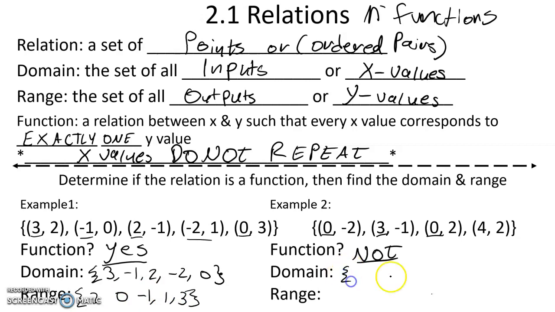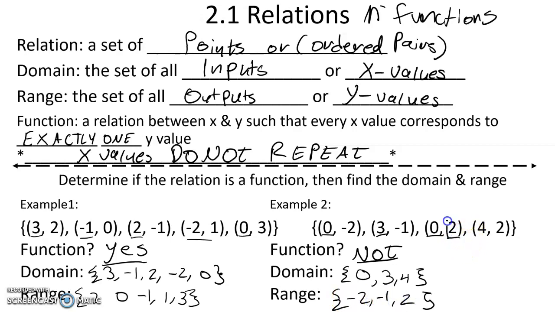And the same thing for over here. My domain is going to be my x values, so 0, 3, 0, 4. I only have to list 0 out once, so it's going to be 0, 3, and then 4. And then my range, -2, -1, 2, and 2. So just -2, -1, and 2.